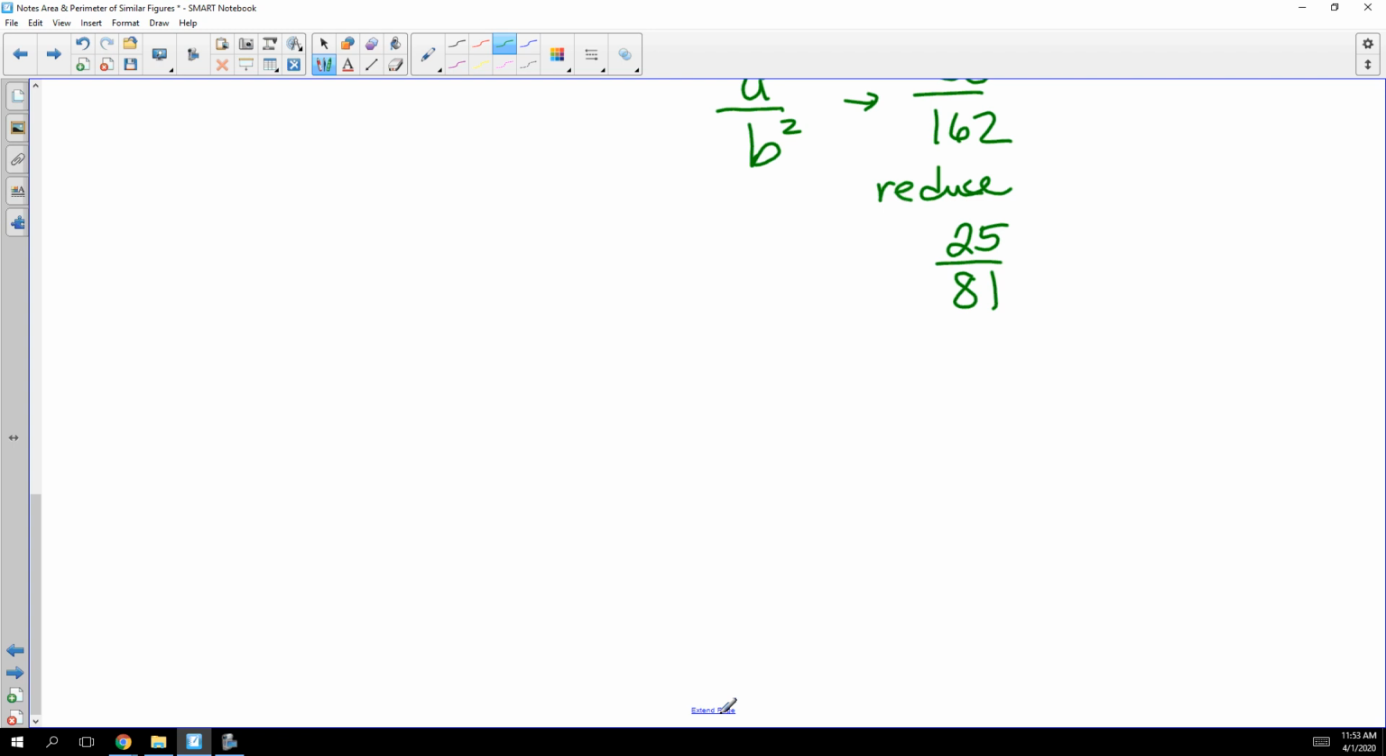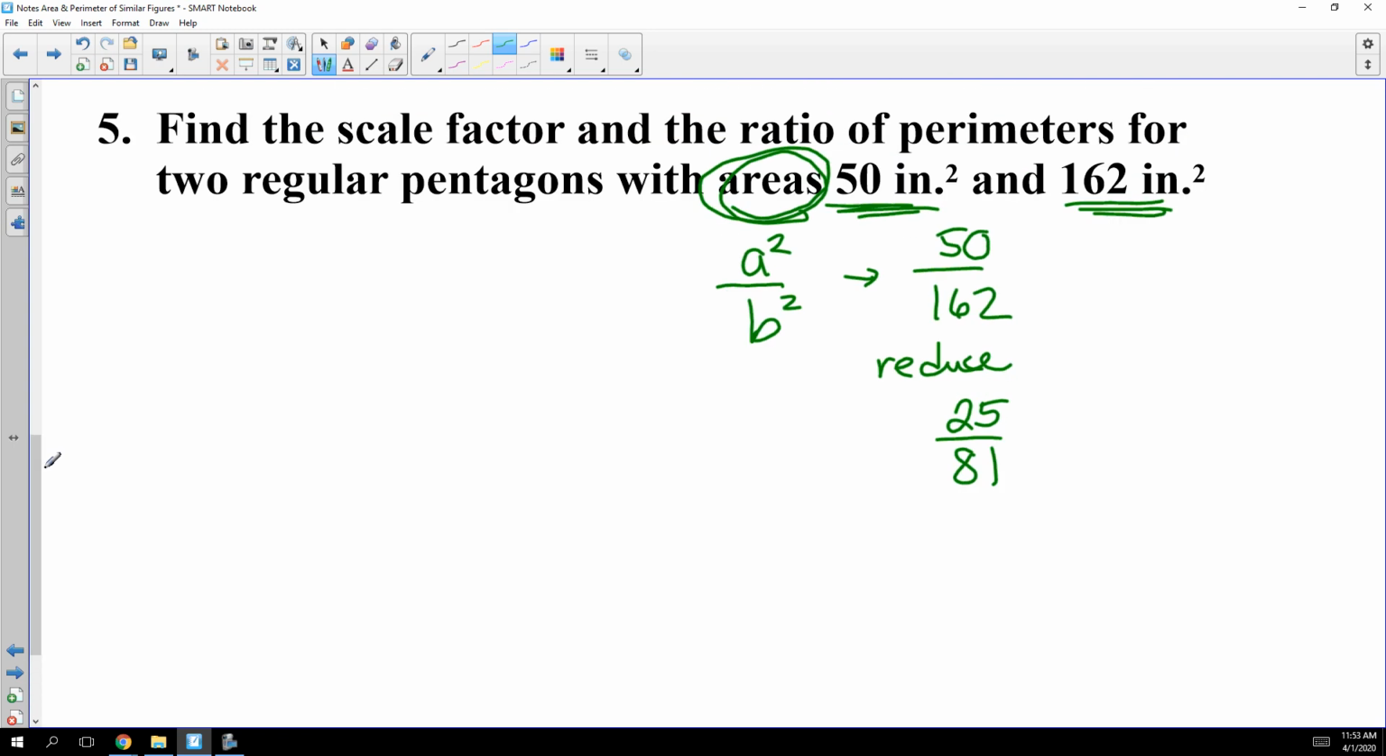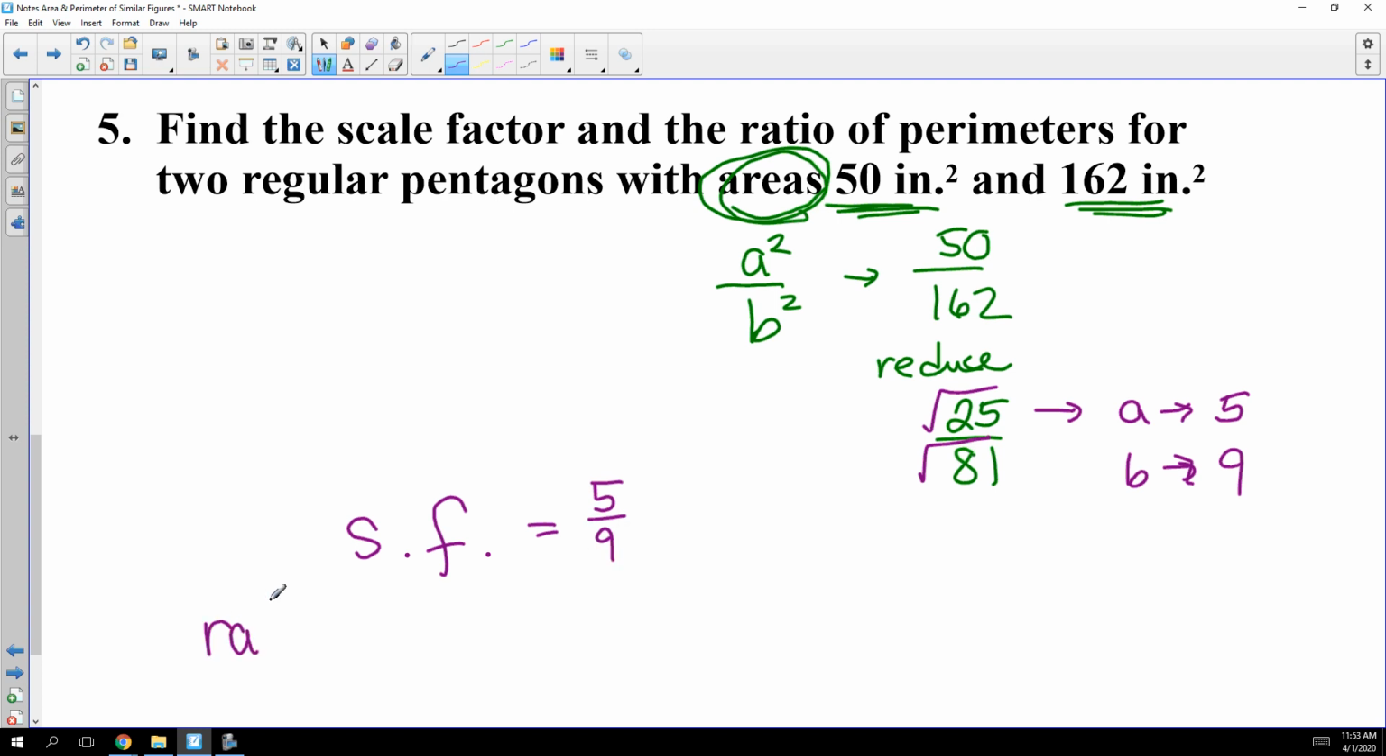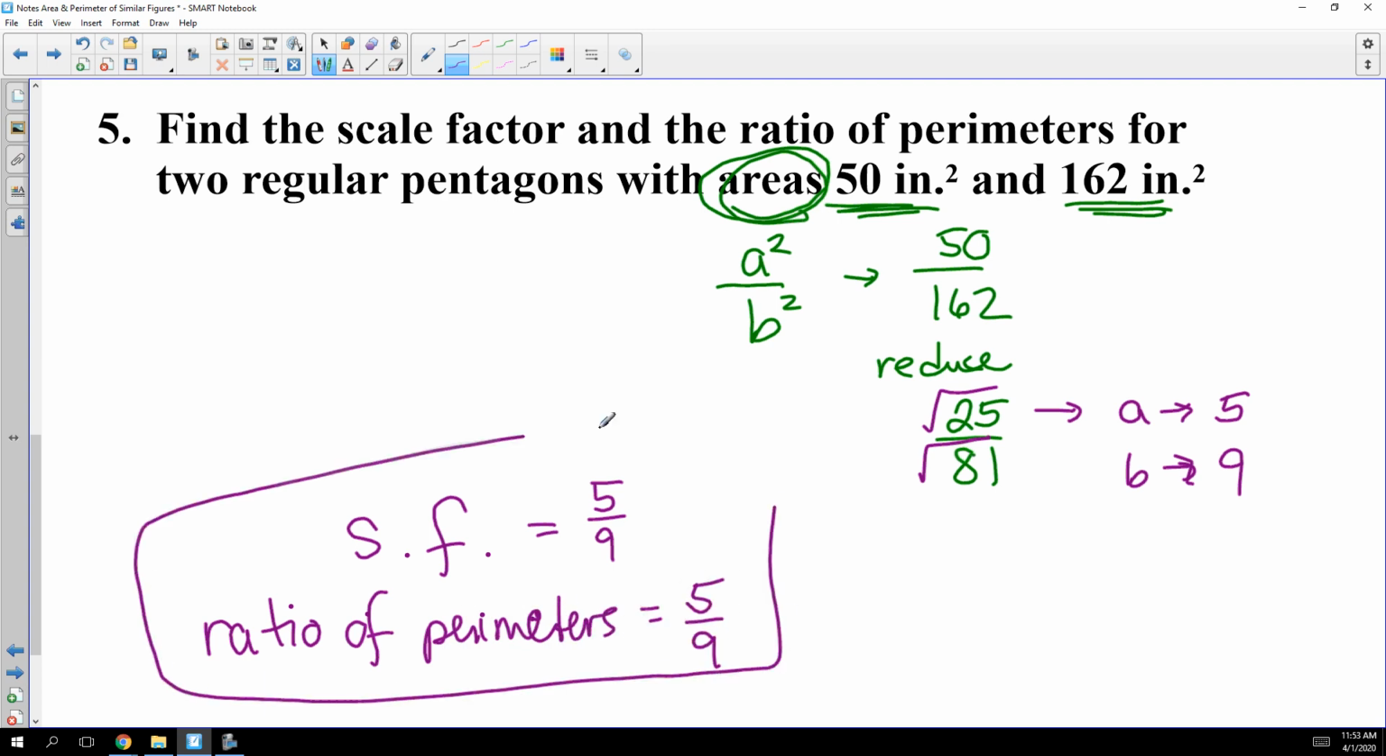That's lovely because they're both perfect squares, makes it a little bit easier to work with. So that means that if I take the square root of the top and the square root of the bottom, then A would be 5, B would be 9, right? Okay, so the scale factor is equal to 5/9. The ratio of perimeters is also 5/9. Remember that those are one and the same because they're both linear measurements. Got it?